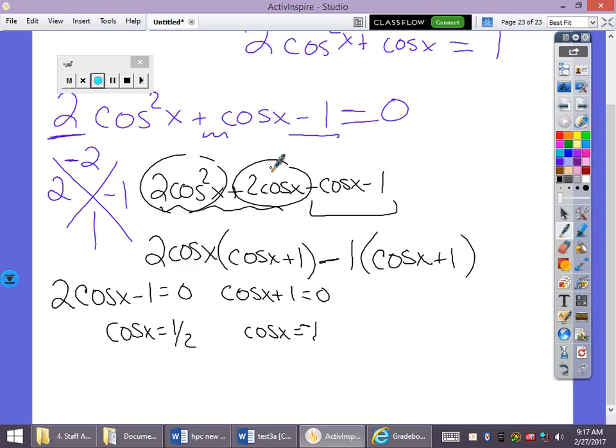Okay? So when is cosine 1/2? 60 degrees and, all students take cash, 300 degrees. When is cosine negative 1? Is cosine x or y? X. So it's negative 1 at 180. Okay? That is one way to do the problem.